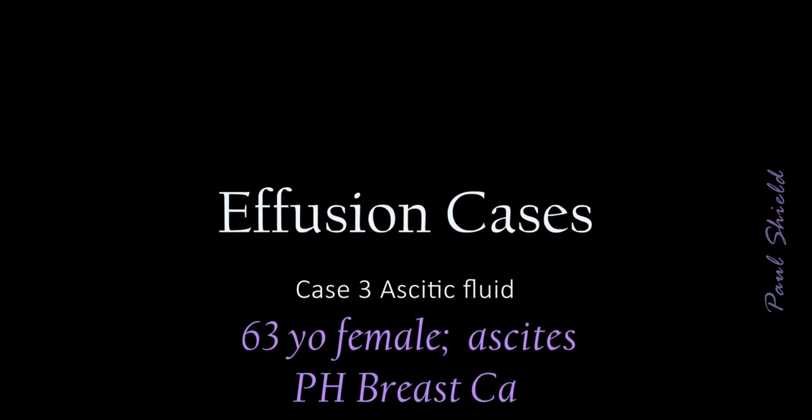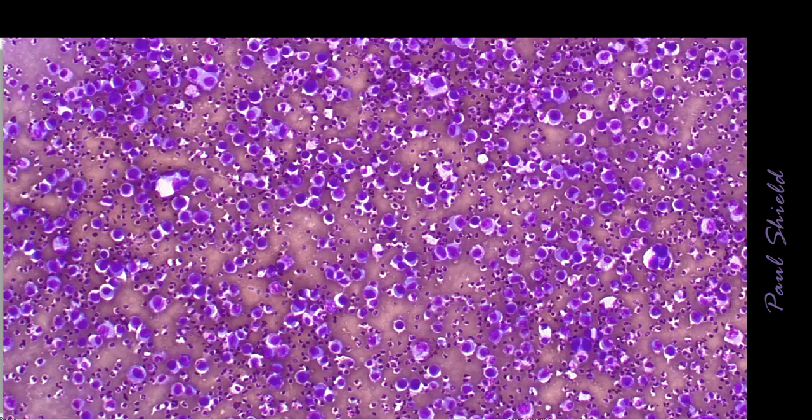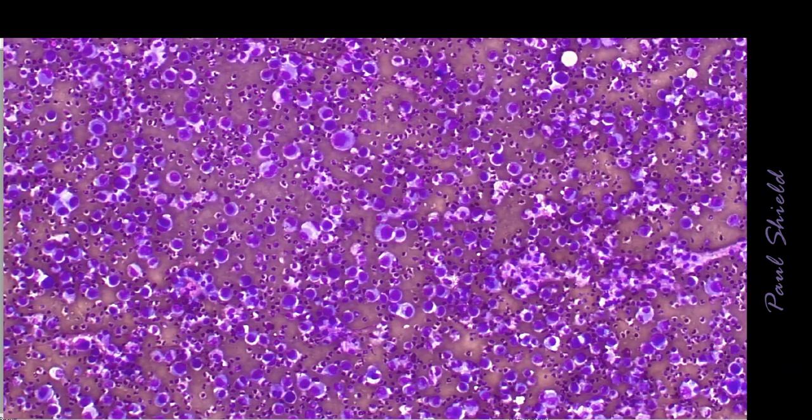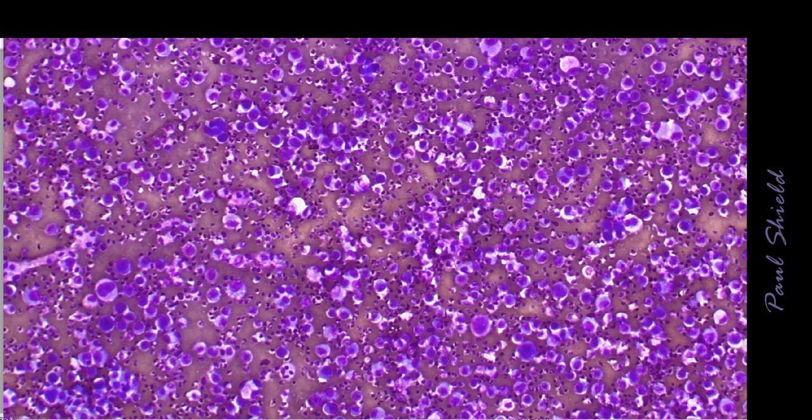Hi, it's Paul. This is an acidic fluid on a 63-year-old female. She had a distant history of breast cancer. And so Diff-Quik first, this is the pattern that we can see. It's pretty dispersed actually on this. There's quite a bit of blood.